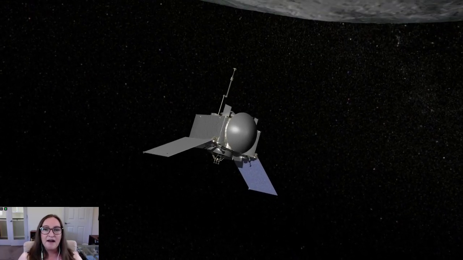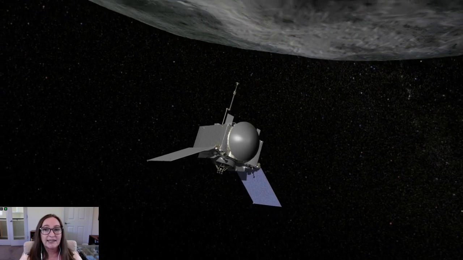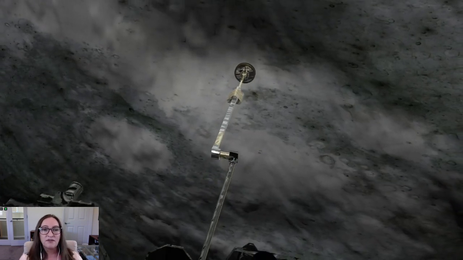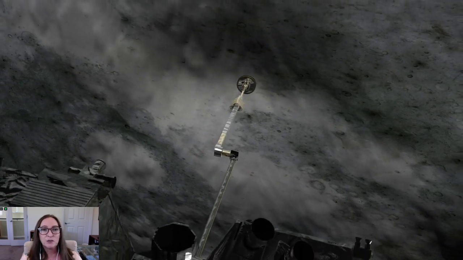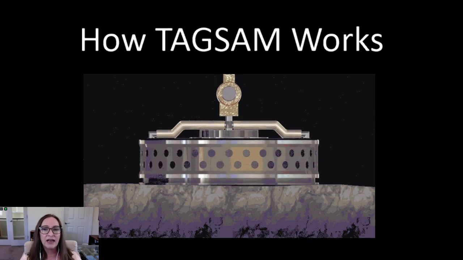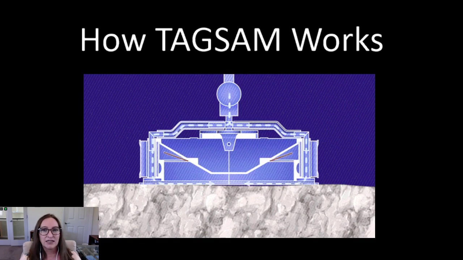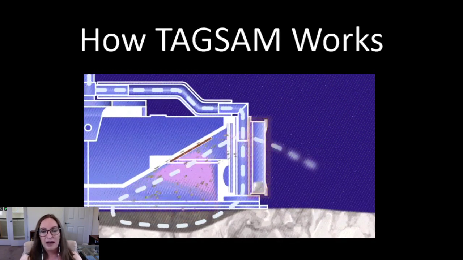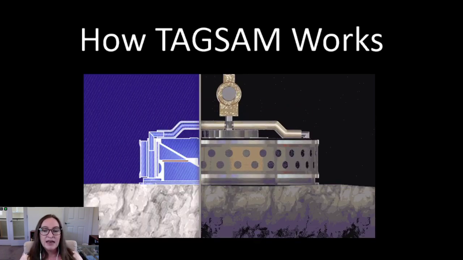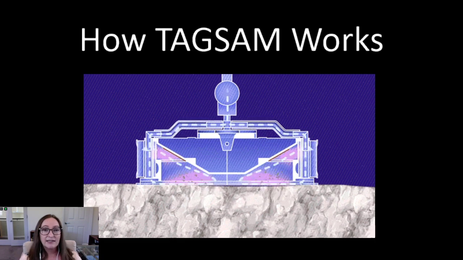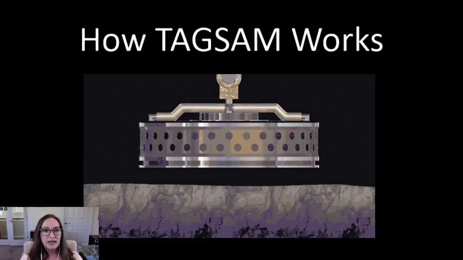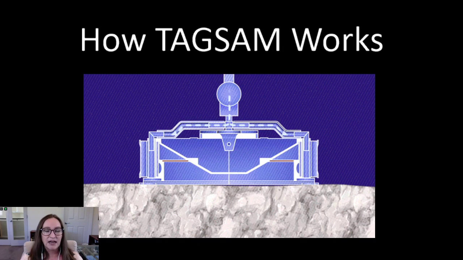And once we have collected the sample, then we have to stow it and all of that. But the first thing we have to do is explain how the collector works. And so for that, we'll have another animation, and that will talk about how TAGSAM works in detail. Now, I mentioned that we have gas canisters, and those stir up the surface. In just a minute, we'll see how that works.